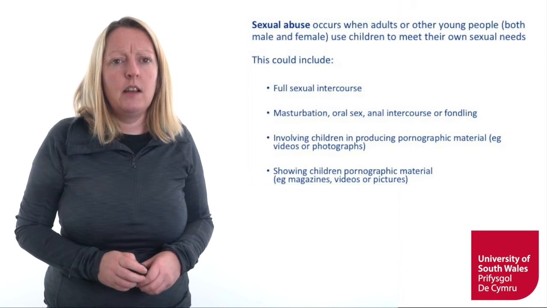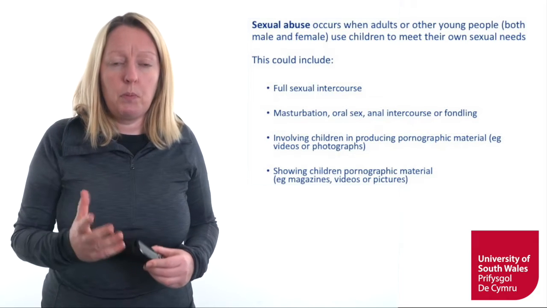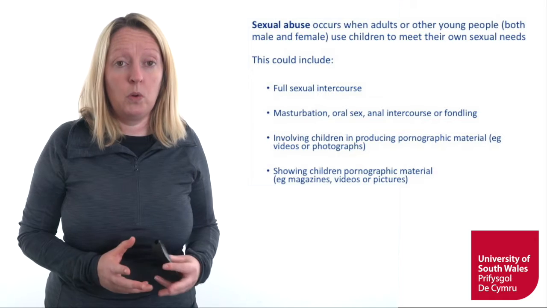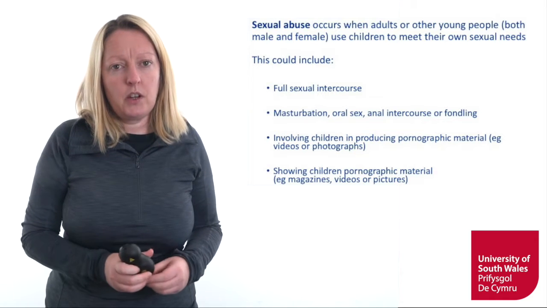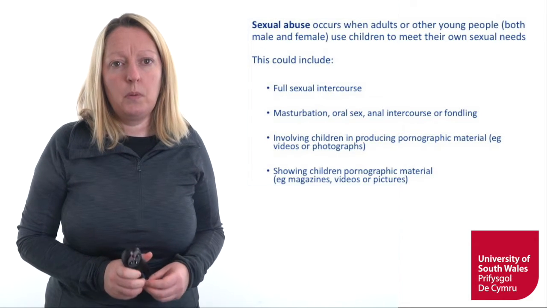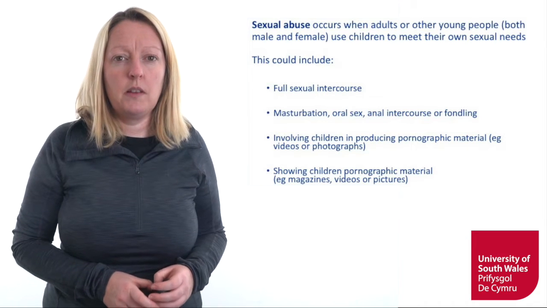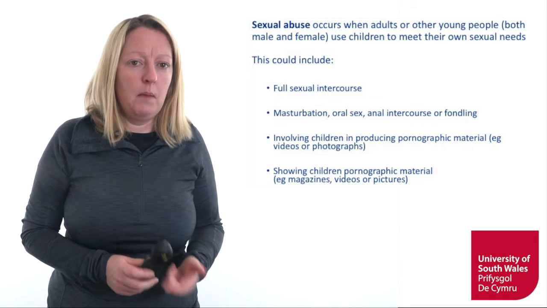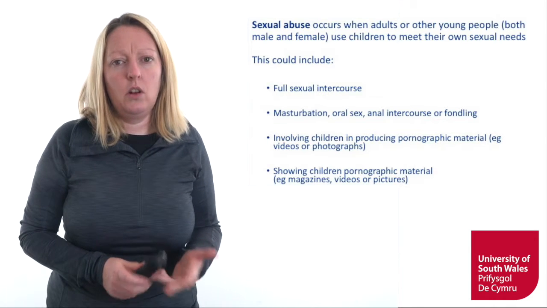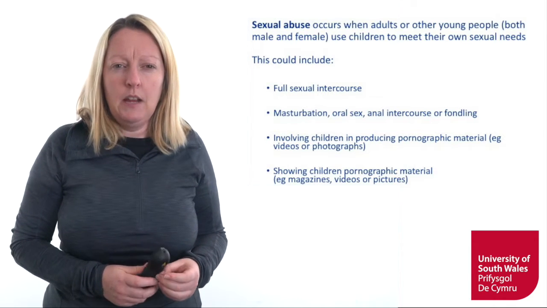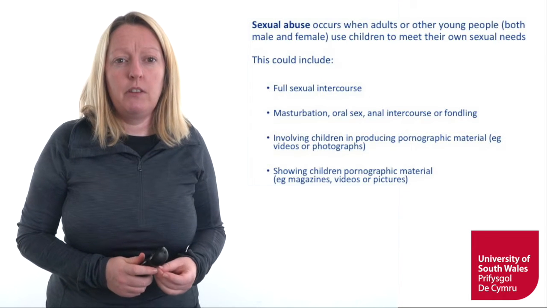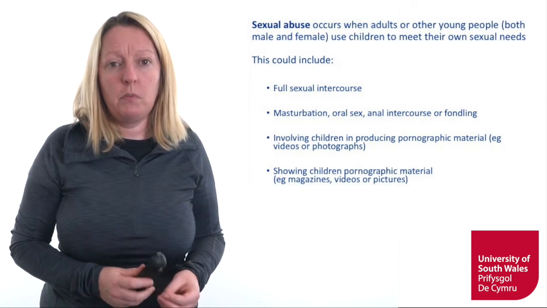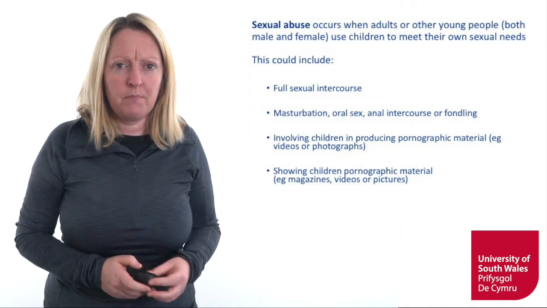Okay, so next area, sexual abuse. This is probably one of the key things that is in the news at the minute in terms of sport, and particularly football. Sexual abuse occurs when adults or other young people, both male and female, use children to meet their own sexual needs. This includes things like full sexual intercourse, masturbation, oral sex, anal intercourse or fondling, involving children in producing pornographic material, videos or photographs, and even showing children pornographic material, magazines, videos or pictures.